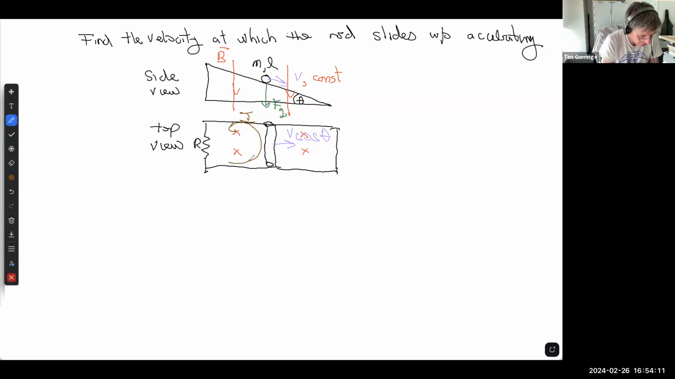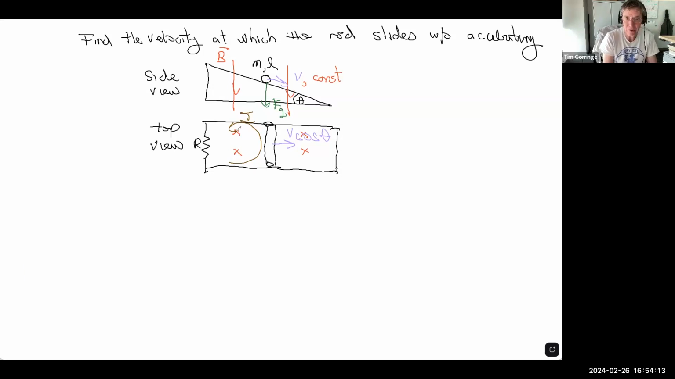If this current is flowing in this counterclockwise direction around the circuit, then it's flowing in this picture from the bottom of the rod to the top of the rod in this top view. And so this current is flowing up the rod. Based on that, we have a current in a magnetic field, the external magnetic field. We can figure out the direction of the magnetic force on the rod.